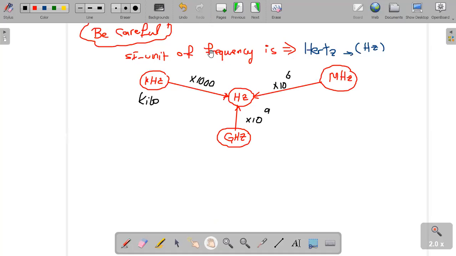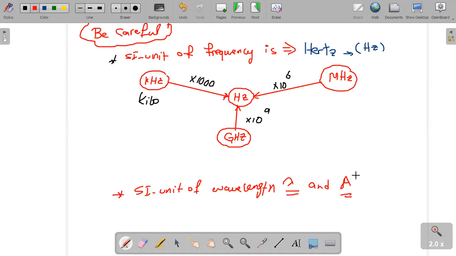We never use kilohertz, megahertz, or gigahertz. We have to change them to hertz. Okay. Also, the SI unit of the wavelength, which is lambda, and also A, which is the amplitude.